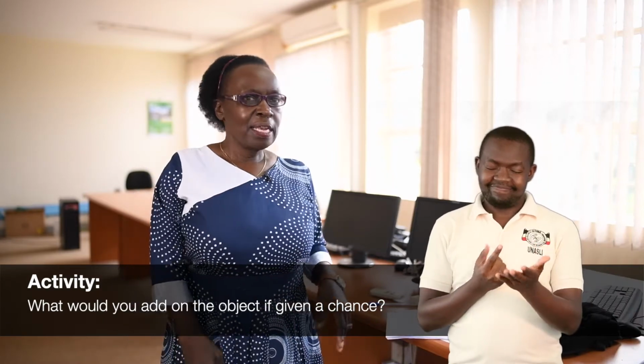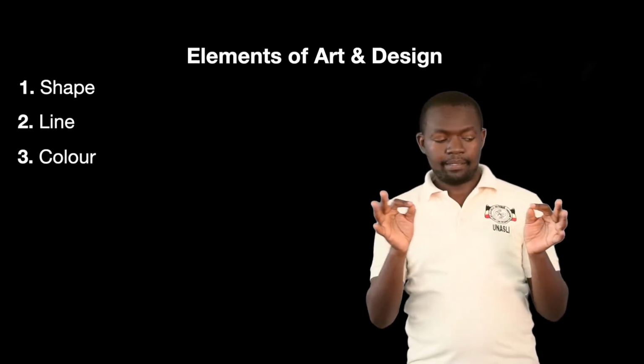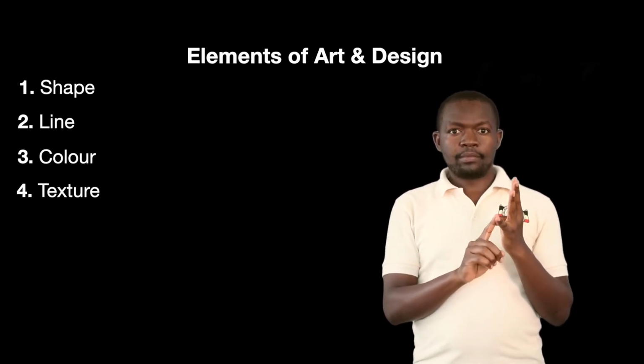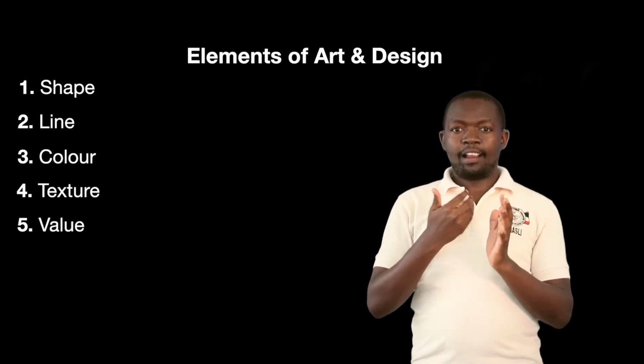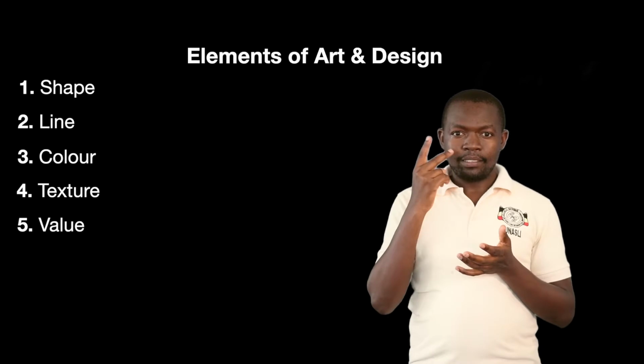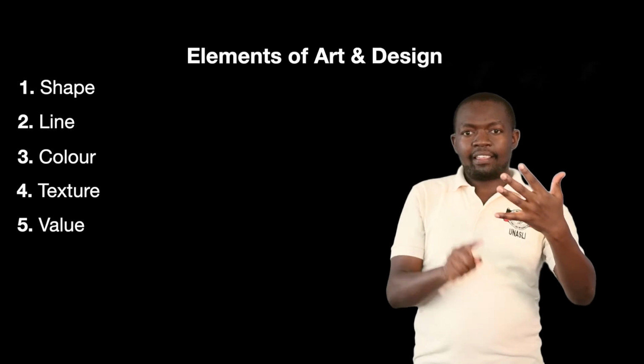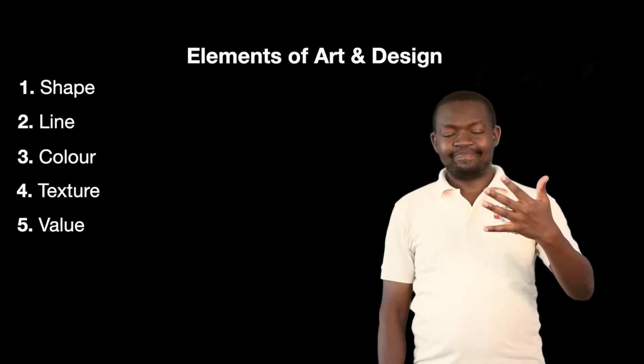Right. Let's continue. Let us look at the roles of the basic elements of art and design. Art and design has the following elements. It has shape, it has line, it has color, it has texture, and it has value. So I want you to, again, have your book with you and write down those 5 design elements of art and design. Write them down quickly.